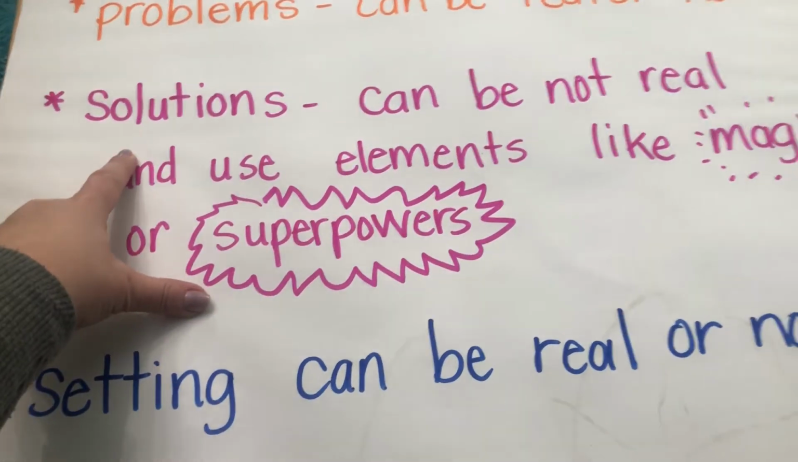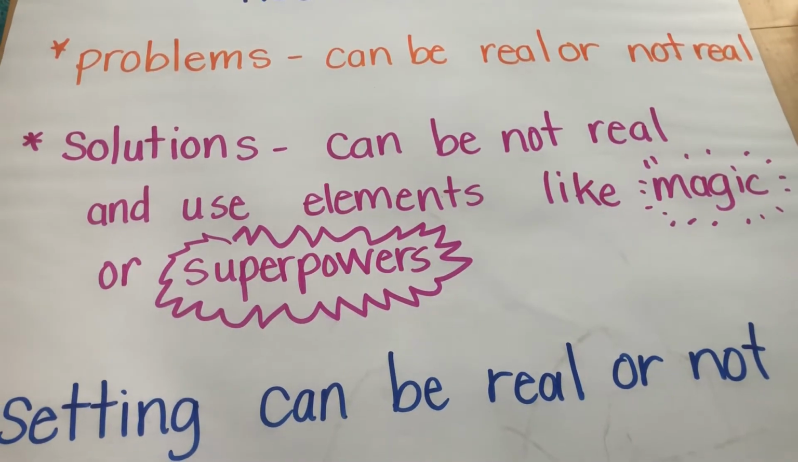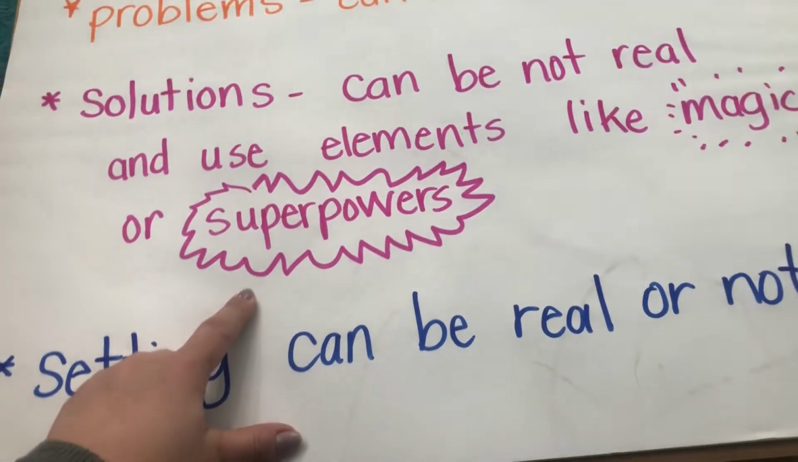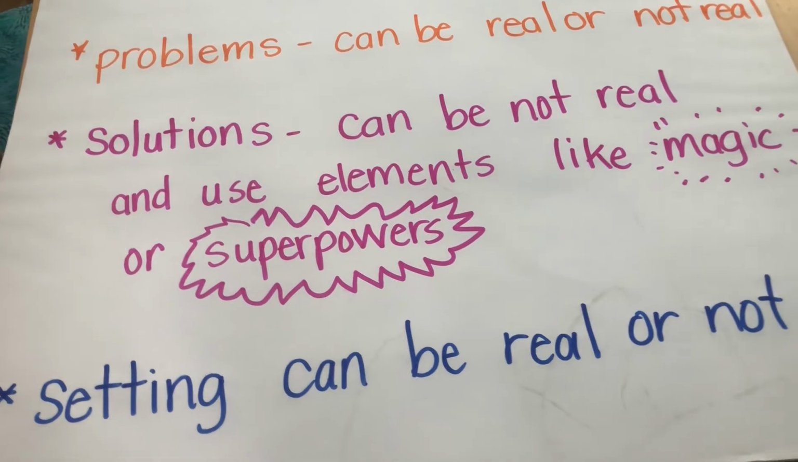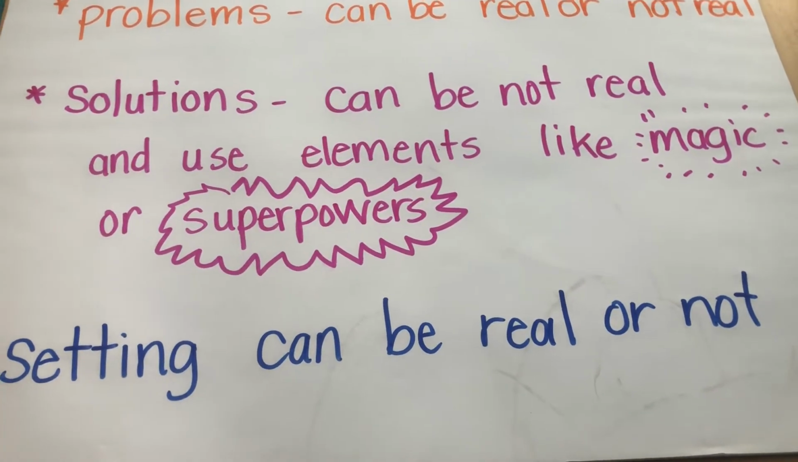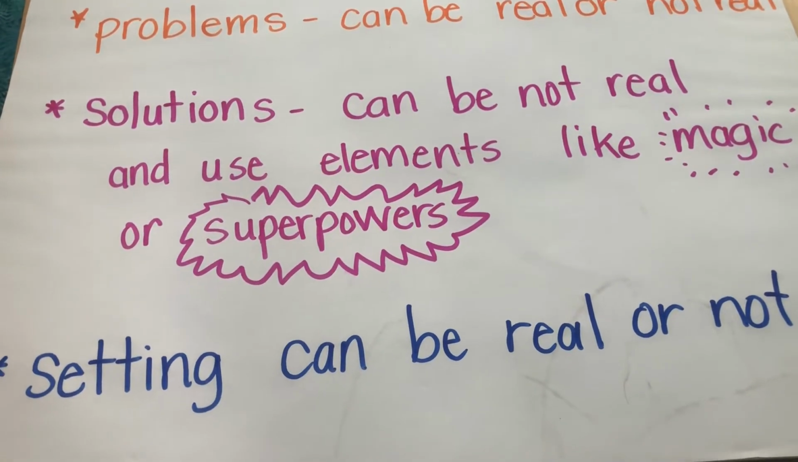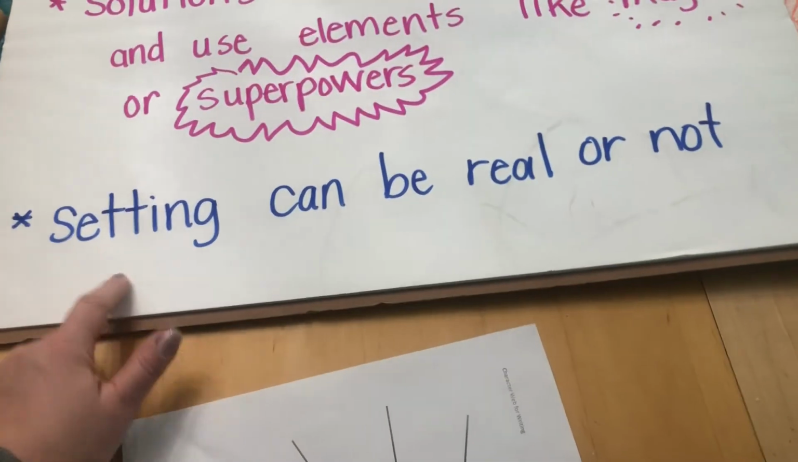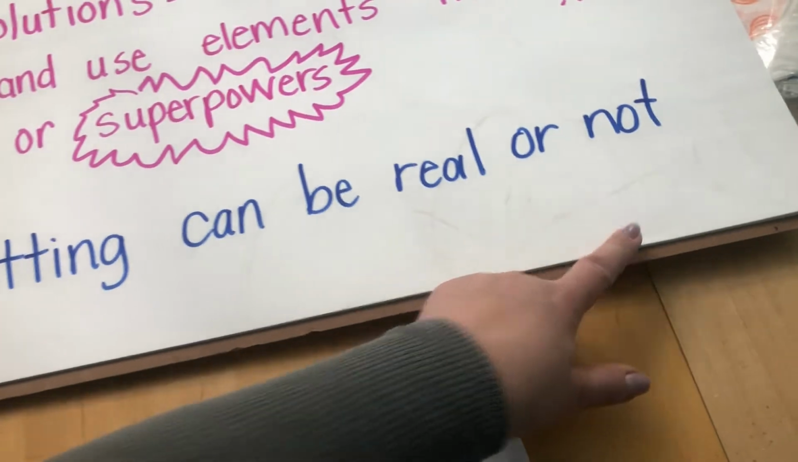And again, your solution can be not real as well. You use elements like magic in them or superpowers. Now, Cherry Sue and Poppleton don't use magic and superpowers, but you can add those in there. We could make a super frog and toad. And your setting, again, you can make it up and it could be real or not real.